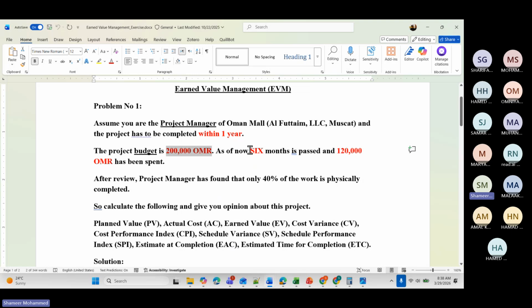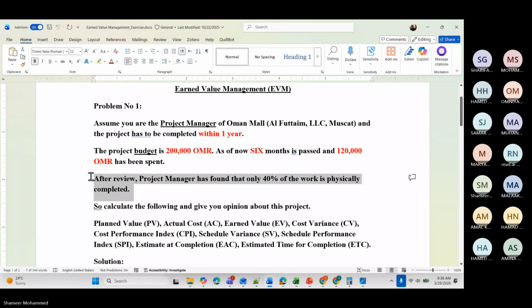Currently, as of now, 6 months has passed, that is, 6 months is completed. Only 120,000 Riyal has been spent on the project. Now the project manager has found that only 40% of the work is completed.